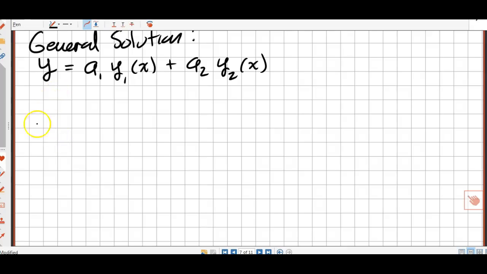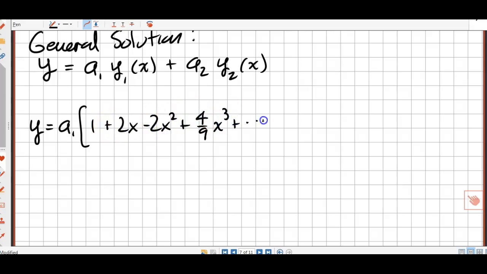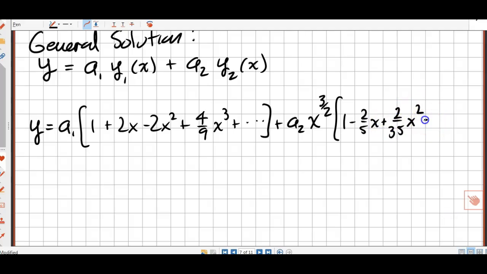So we get y is going to equal, the general solution is a sub 1 times 1 plus 2x minus 2x squared plus 4/9 x cubed, plus some constant a sub 2 times x raised to the power 3 halves, and then that's going to be times 1 minus 2/5 x plus 2/35 x squared minus 4 over 945 x cubed plus ... and then that's it. All right, so there's our general solution for this.